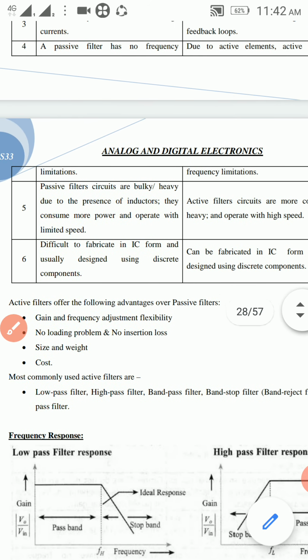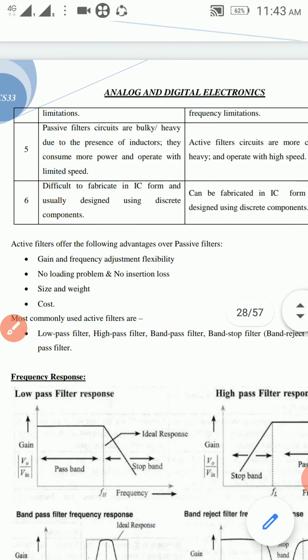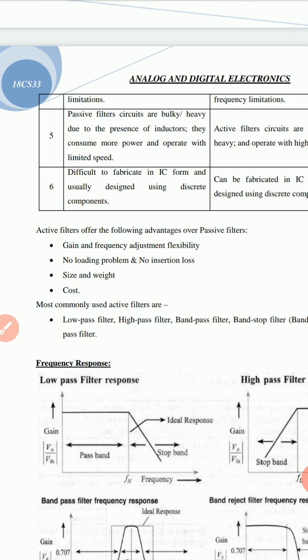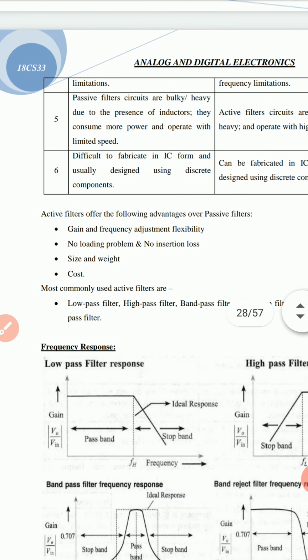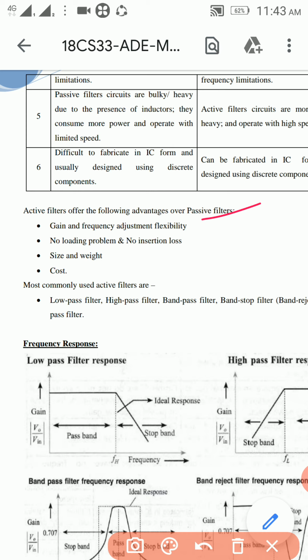Active filters offer the following advantages over passive filters: gain, frequency adjustment flexibility, no loading problem, no insertion loss, and size, weight, and cost. The most commonly used active filters are the low pass filter, high pass filter, band pass filter, and band stop filter, or band rejection filter. Those responses we'll see.